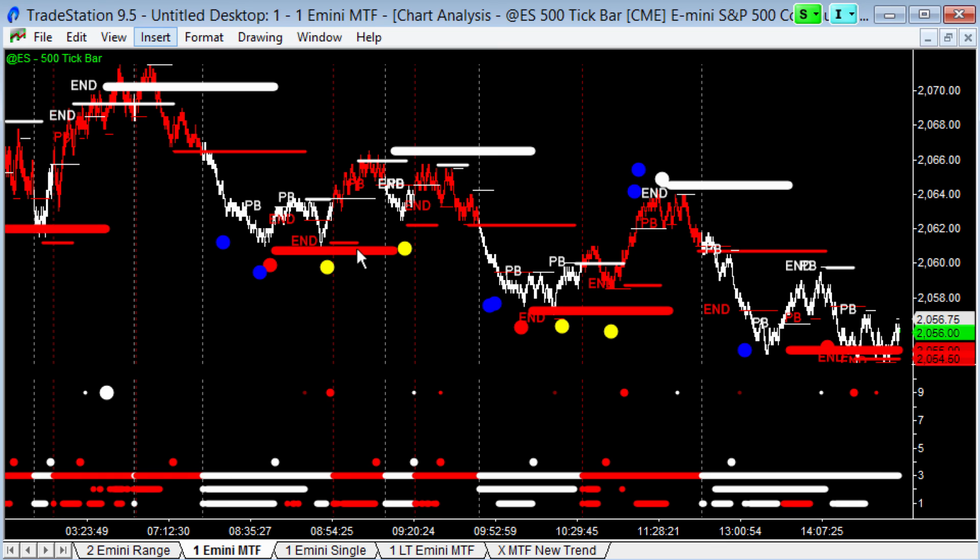So these really solid support and resistance lines, these are the highest time frame, the 4500 tip bar time frame on this multiple time frame view, and you can see they're catching us: support, resistance, support, resistance, support, and those are the swings that you want to be taking.